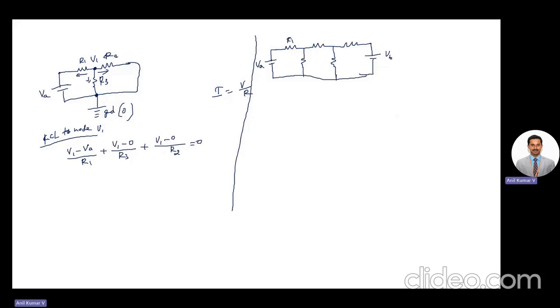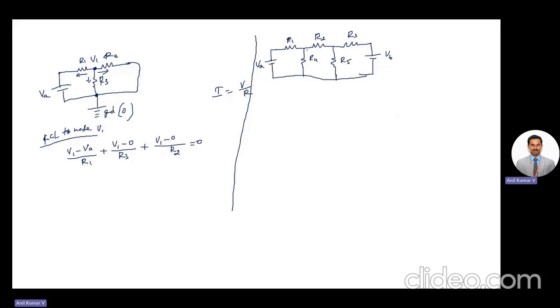So R1, R2, R3, R4 and R5. This is the circuit we are considering. First, you need to identify the nodes. Obviously, the junction where VA and R1 connect is not a node.